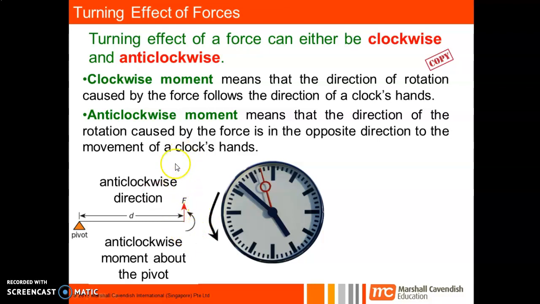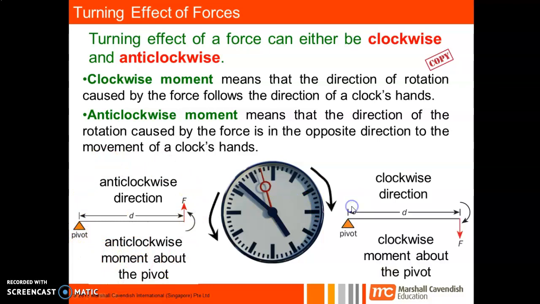This is my line of action, this is my force. Always remember that the line of action of the force will always point towards the pivot. So if I'm moving in this direction, it should be anti-clockwise.